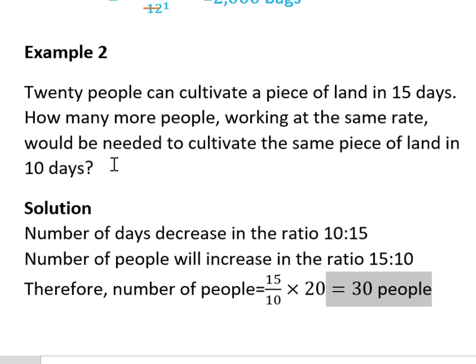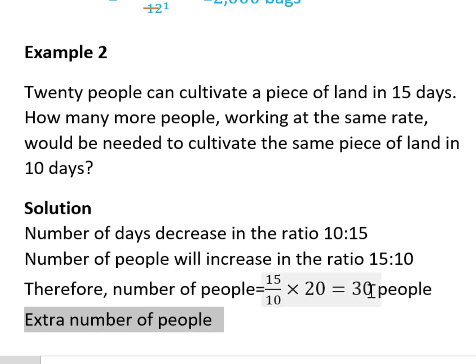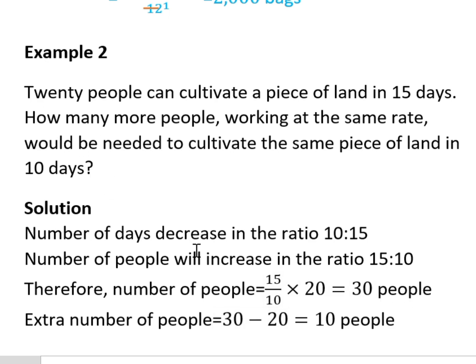But the question was asking, how many more people? Remember, initially we had 20. So how many more people simply means what number of extra people we need. And in that case, we shall say the extra number of people will be given by this 30 minus what we had, which was 20, and that gives us 10 people.